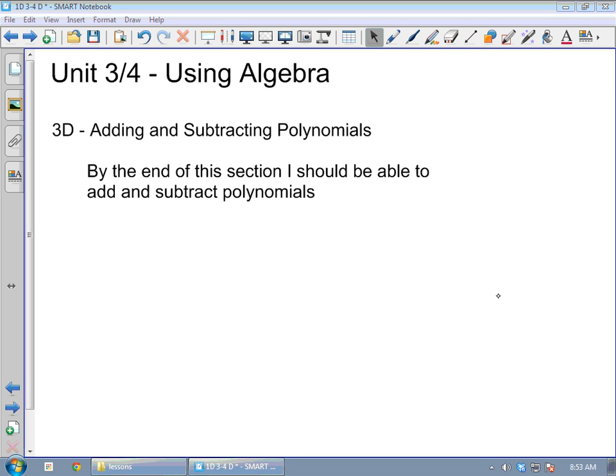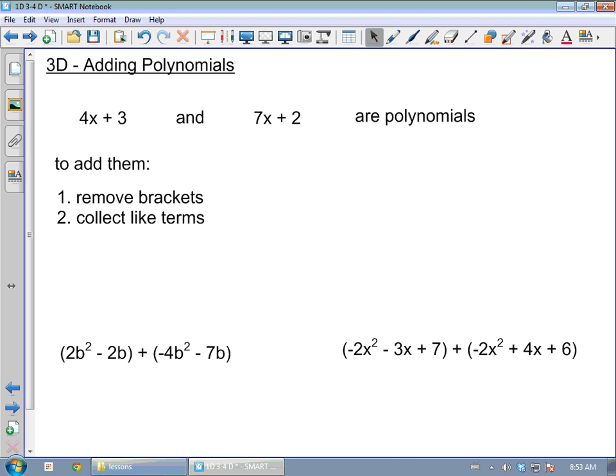Okay, today we're looking at some material from Unit 3-4 using algebra. We're looking at box 3D here, adding and subtracting polynomials. By the end of this lesson, we should be able to add and subtract polynomials. So first off, what the heck is a polynomial?